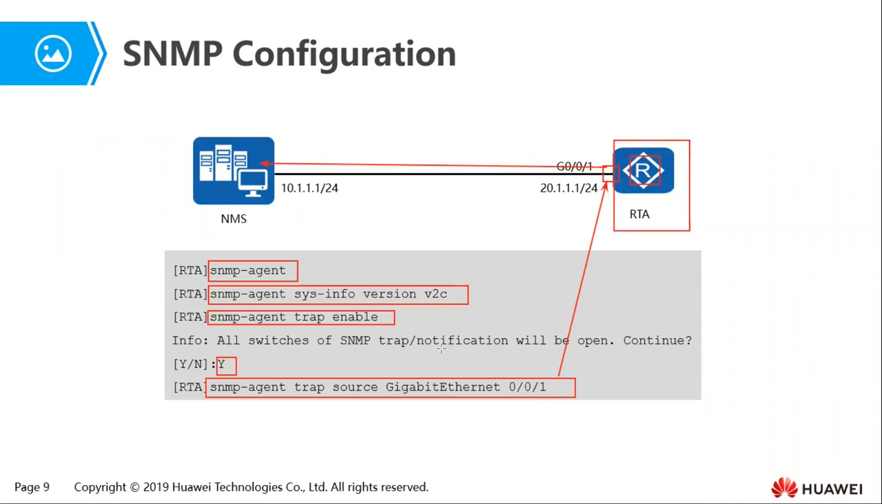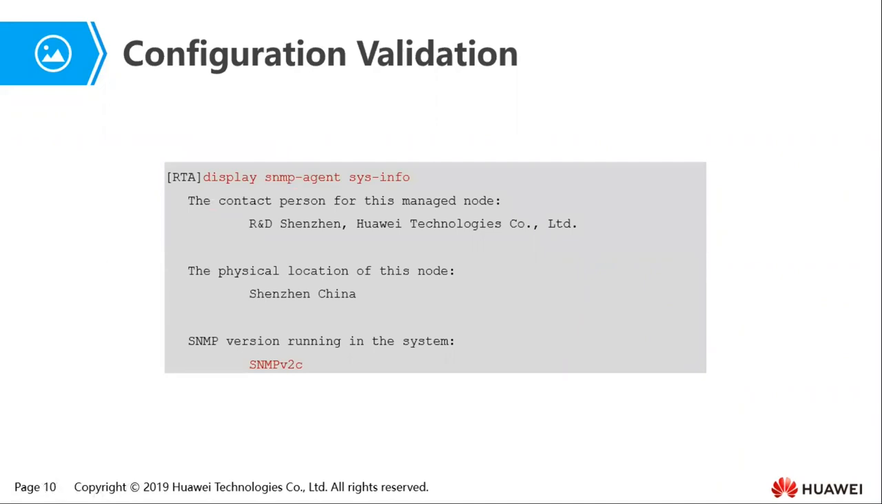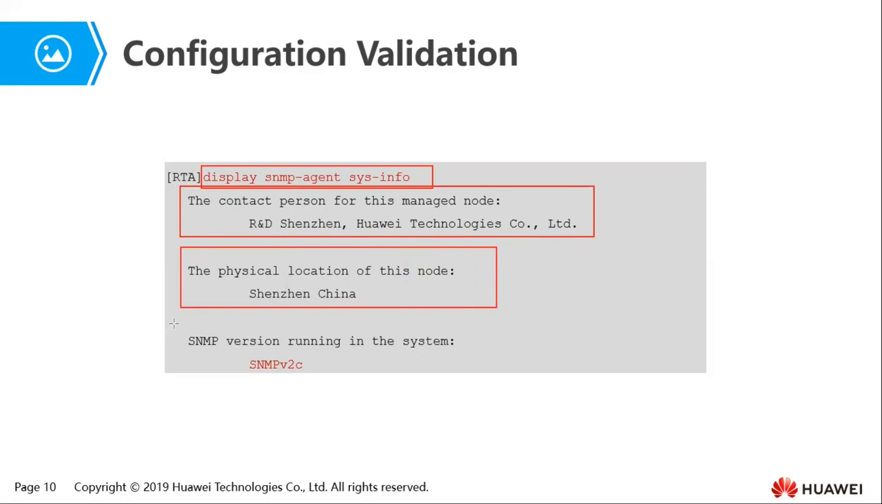So it is important to remember that whenever you're configuring the trap source, you have to specify the interface that is pointing towards the location of your network management system. So we can verify what we've just done by using the command display snmp-agent sys-info. Then we can actually see a number of details, the contact person, the physical location of that particular node. And you can also see the version. But here we are configuring version 2C.